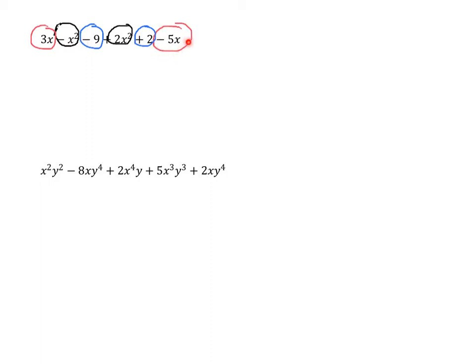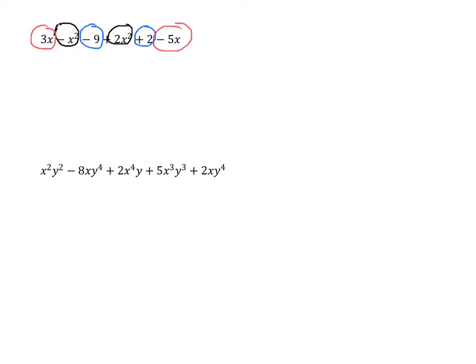Anytime you see a subtraction sign, that means that this term is negative. You could also think of it as plus a negative 5x. You always order this by the highest degree, meaning that the exponent of 2 is the highest degree, so the x squareds will go first.